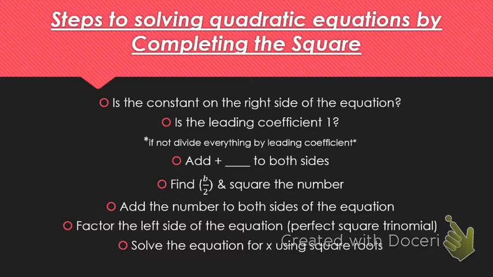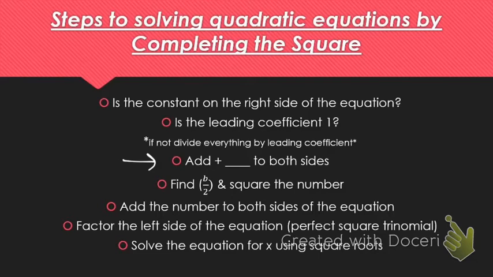The second question, is the leading coefficient a 1? You cannot complete the square until the leading coefficient is a 1. So if your answer is no, it's not, take the leading coefficient, whatever it is, and divide every single term by that number. All right? Once these 2 questions have been answered, now we begin to complete the square.